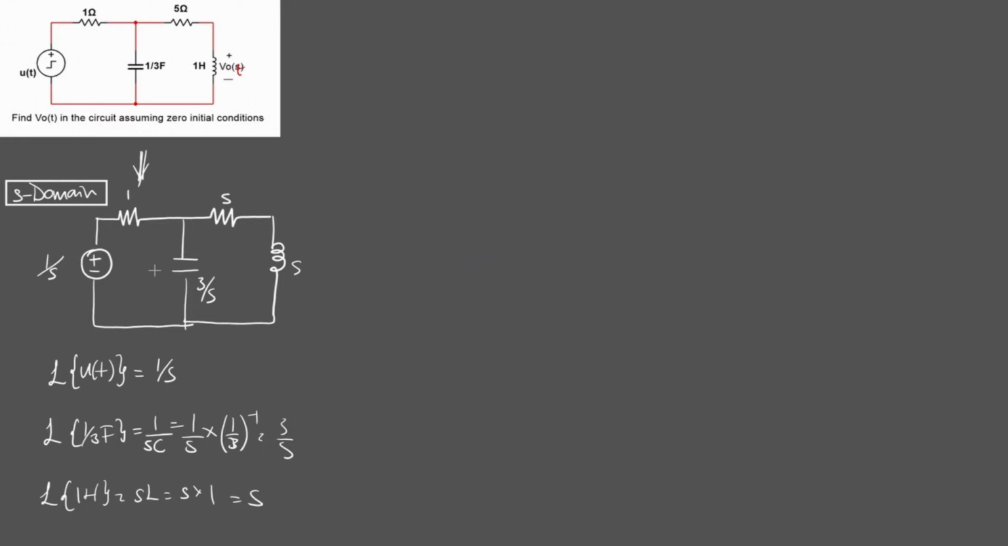What we're going to do is mesh analysis. Loop 1, so this is I1. Loop 2, I2. Let's get to work. I have lots of problems to solve. Let's see how fast we can go. I'm taking mesh 1.